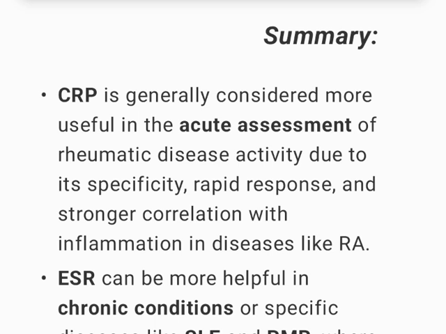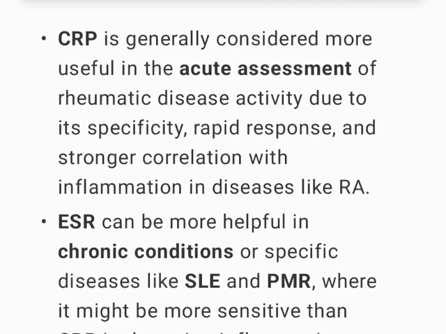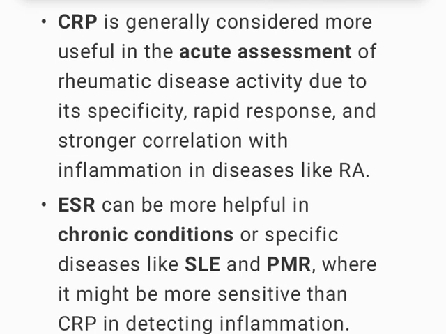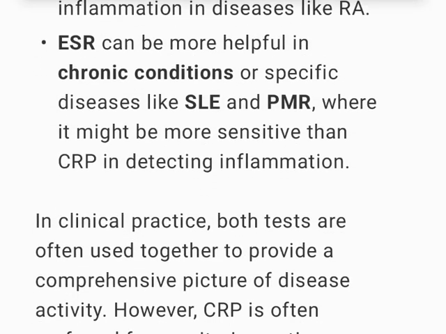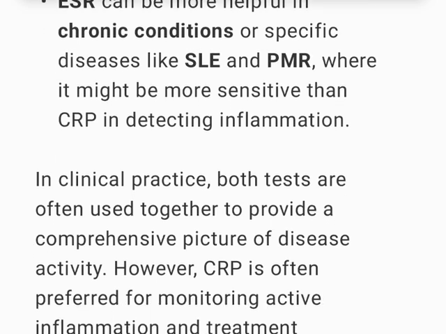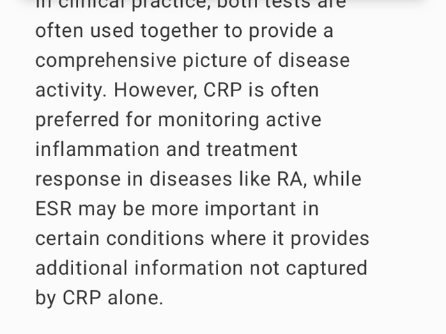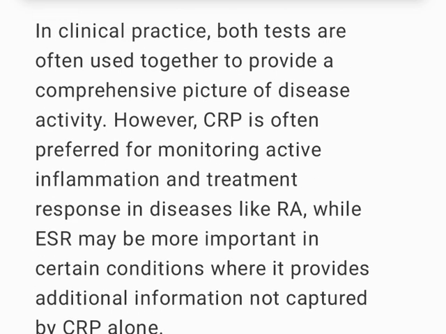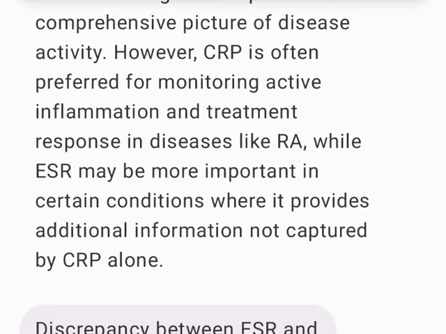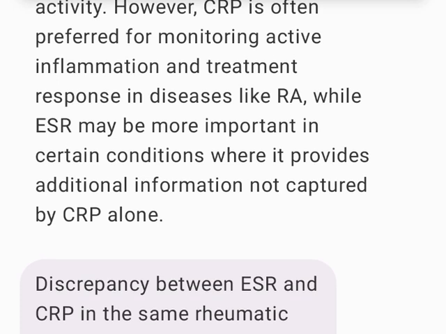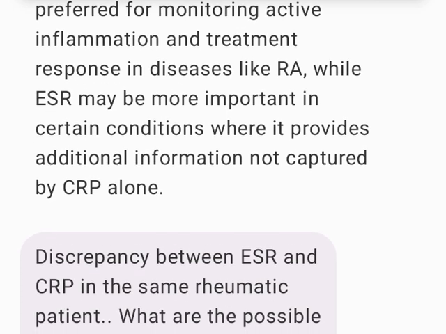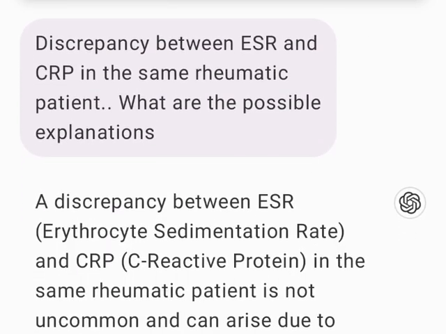CRP is generally considered more useful in the acute assessment of rheumatic disease activity due to its specificity, rapid response, and stronger correlation with inflammation in diseases like RA. ESR can be more helpful in chronic conditions or specific diseases like SLE and PMR, where it might be more sensitive than CRP in detecting inflammation. In clinical practice, both tests are often used together to provide a comprehensive picture of disease activity. However, CRP is often preferred for monitoring active inflammation and treatment response in diseases like RA, while ESR may be more important in certain conditions where it provides additional information not captured by CRP alone.